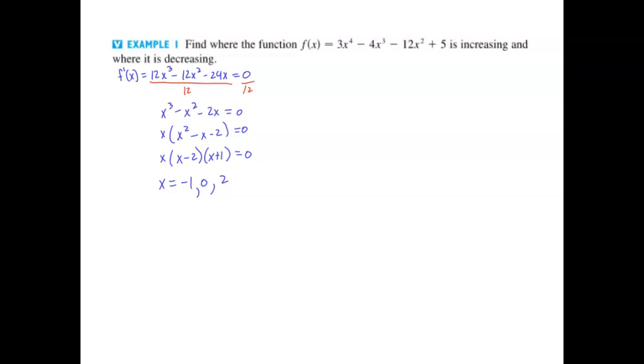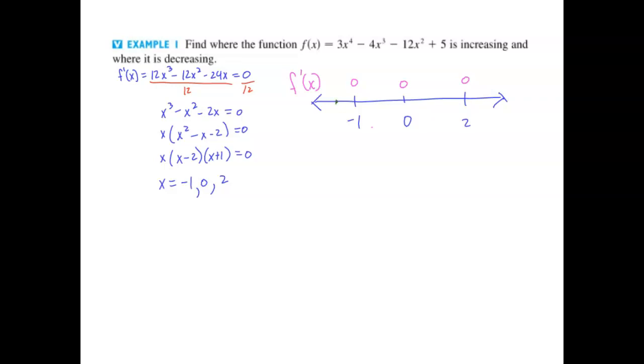All right. So I'm going to draw a number line. I'm going to put those critical numbers on the number line. So -1, 0, and 2. And I'm going to look at my derivative on that number line. I know that my derivative is 0 at those 3 points. So in between those 3 points, it has to be either negative or positive, which will tell us if the original function is increasing or decreasing. And so we'll just test values on those intervals.